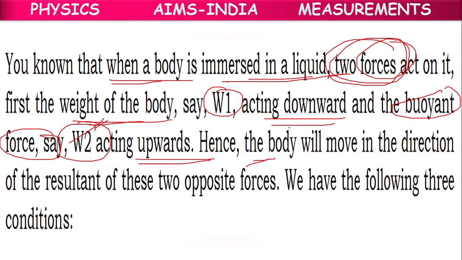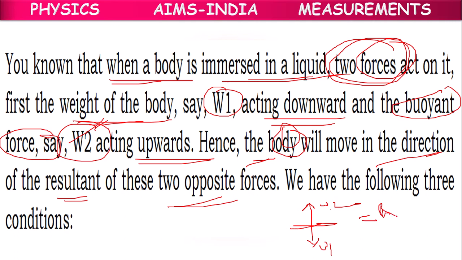The body will always move in the direction of the resultant of these two opposite forces. This is W1, this is W2. What is the value of W1? What is the value of W2? Which one is greater? What is the resultant force? Because of these two forces, the body will always move in the direction of the resultant force. So we mainly have three conditions based on W1 and W2.